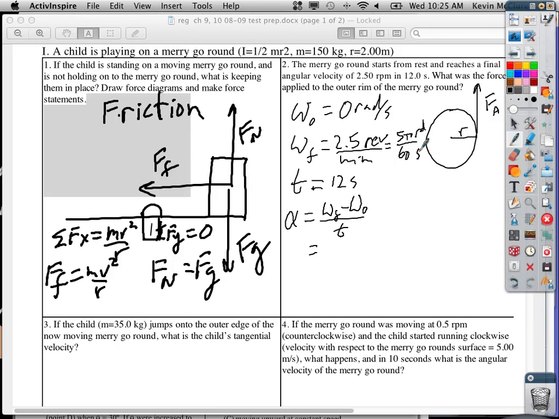Now, how many seconds in a minute? So if we do 5 pi divided by 60, I get 0.262 radians per second. Because it's 2.5 revolutions, right? And how many radians are in a revolution? 2 pi. Does that make sense? Yeah. Okay, no worries. Ask those questions. I love it.